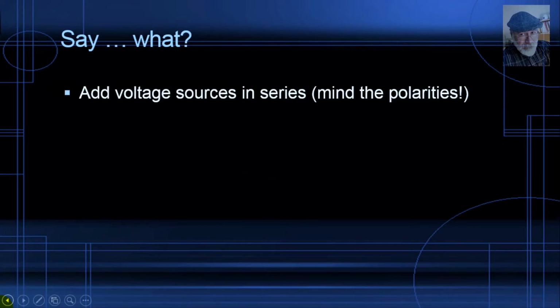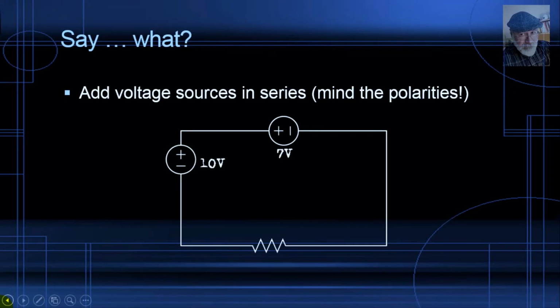And what about voltage sources? You said we had to mind the polarities. Sure, look at this circuit. The sources 10 volts and 7 volts are in series because they are in the same branch, and that follows our definition for connection in series of the video on topology. However, they oppose one another.